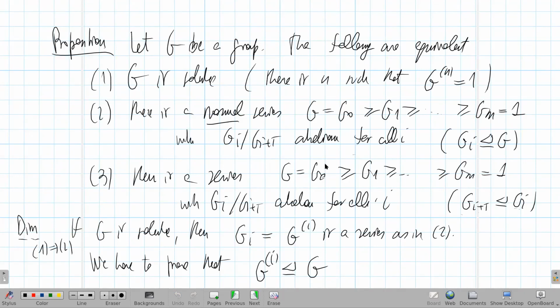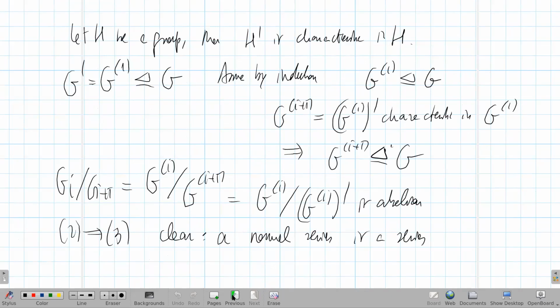So if there is a series, I'm just assuming that each term is normal in the next with abelian quotients. Then I have to prove that G is soluble, that there is an n such that the nth term of the derived series is 1. Okay, so how do you prove this? Suppose 3 implies 1.